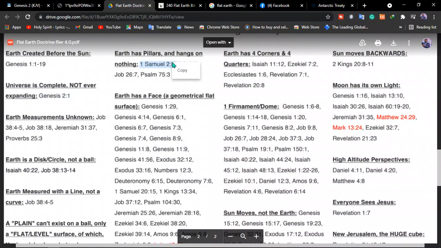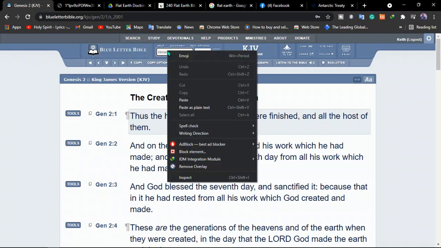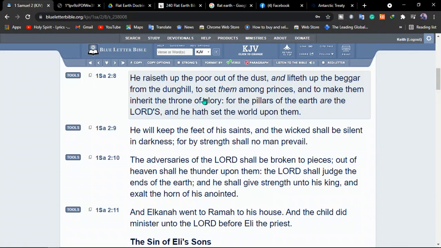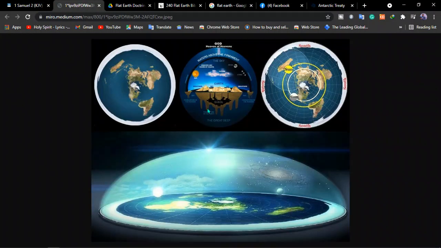Let's go to 1 Samuel 2:8. It's always good to confirm the words, so that you may not say otherwise, to make sure you understand the truth. 1 Samuel 2:8. He raiseth up the poor out of the dust and lifteth up the beggar from the dunghill to set them among princes and to make them inherit the throne of glory. For the pillars of the earth are the Lord's, and he has set the world upon them. You see, God has set the whole world upon the pillars. And these pillars hang on nothing. That's how powerful God is.